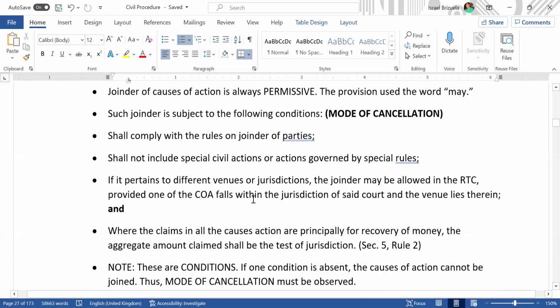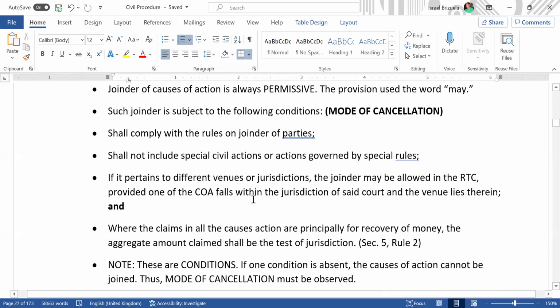Mode of cancellation: shall comply with the rules of joinder of parties. Shall not include special civil actions or actions governed by special rules. If it pertains to different venues or jurisdictions, the joinder may be allowed in the RTC, provided one of the causes of action falls within the jurisdiction of the court and the venue lies therein, and where the claims in all the causes of action are principally for recovery of money. The aggregate amount claimed shall be the test of jurisdiction. Note, these are conditions. If one condition is absent, the causes of action cannot be joined. Thus, the mode of cancellation must be observed.